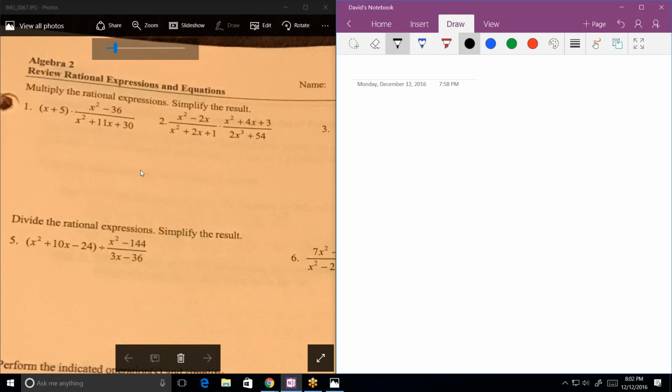If you had to guess what one of the factors is, what would you guess? x plus 5, because it's going to cancel out. Once you factor all of these, here's what we end up with. x plus 5, factor the top. x minus 6 and then x plus 6.